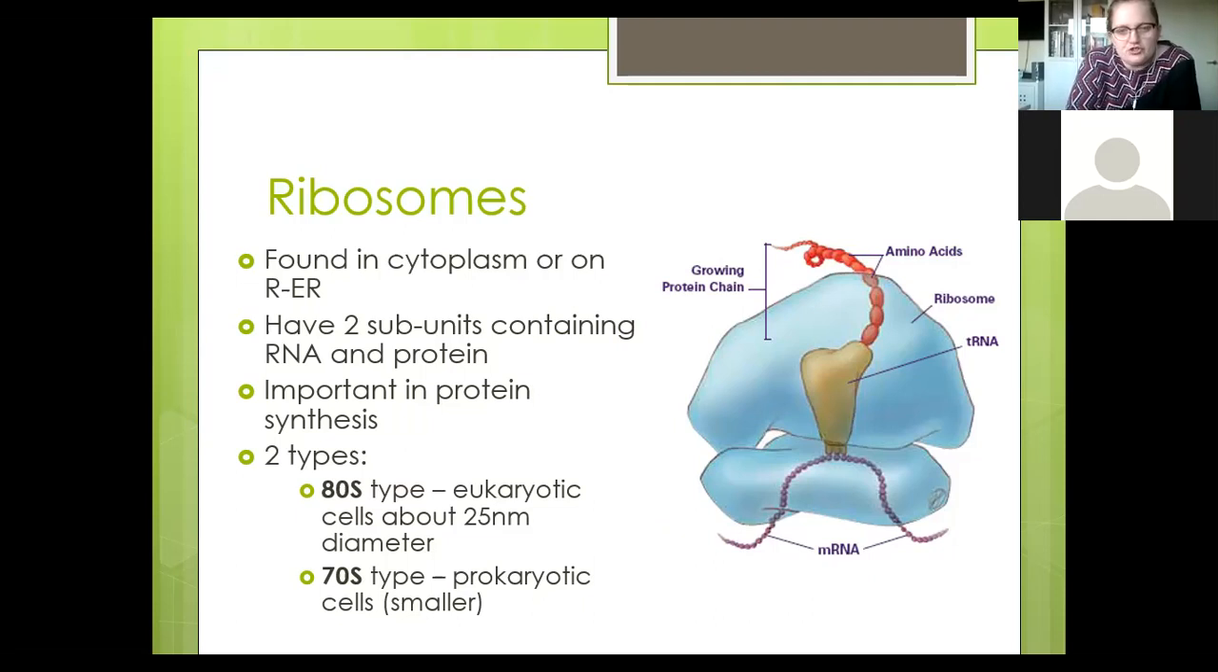Ribosomes are made up of two subunits. We have the top subunit and the bottom subunit. We call them the small and large subunits. They play a hugely important role in protein synthesis. When we come on to look at protein synthesis, ribosomes are the reason that proteins are synthesized. We have two types of ribosomes. We have the 80S type, which is found in eukaryotic cells, and they are about 25 nanometers in diameter. And then the 70S type, which is in prokaryotic cells, so they're smaller. When I talked about subunits, this top half would be the large subunit, and then we've got our small subunit.